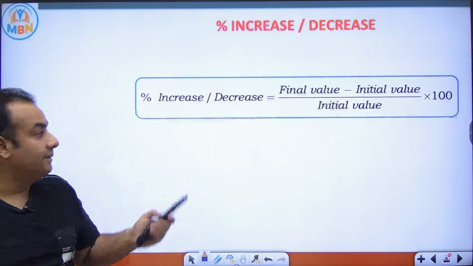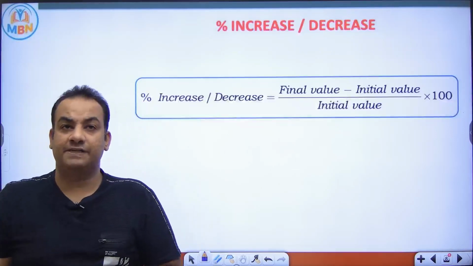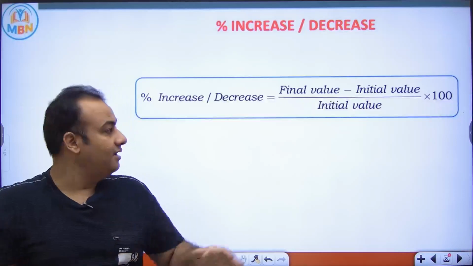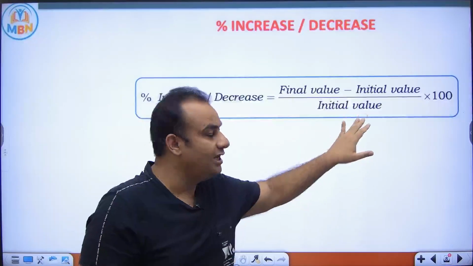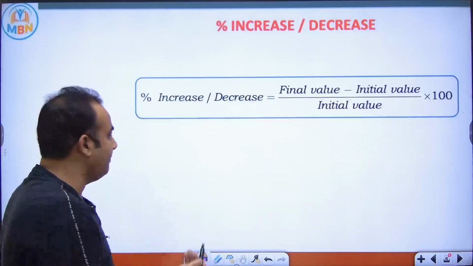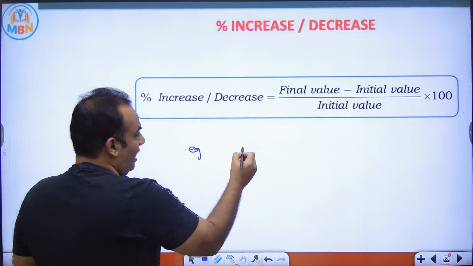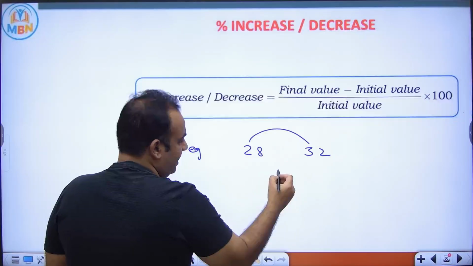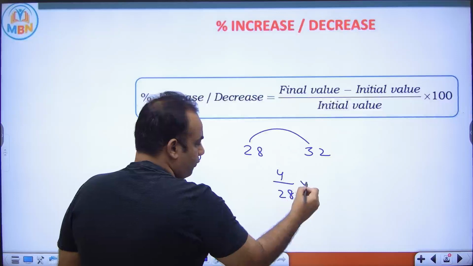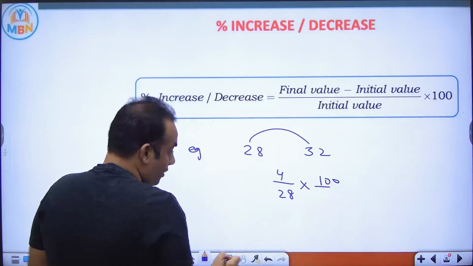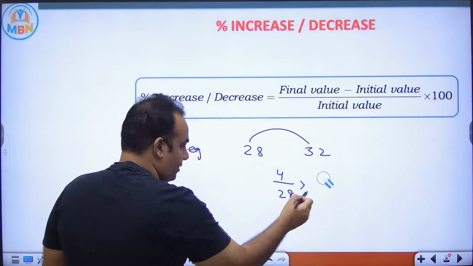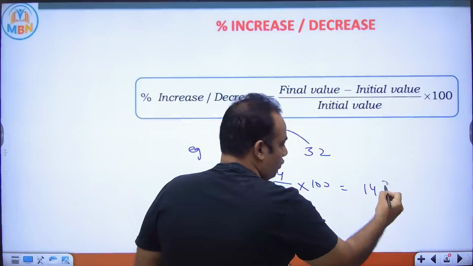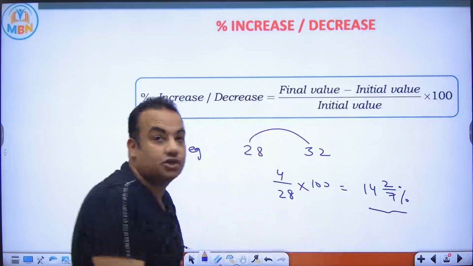Okay. Now see, percentage increase or percentage decrease. Whenever we talk about percentage increase or decrease, how do we calculate? Final value minus initial value, divided by initial value, into 100. I give you one example. Suppose a value becomes 32 from 28. What is the percentage increase? Increase of 4 with respect to 28. So 4 by 28 into 100. 4 by 28 is 1 by 7. 1 by 7 is what? 14 2 by 7%. So this should be very fast.